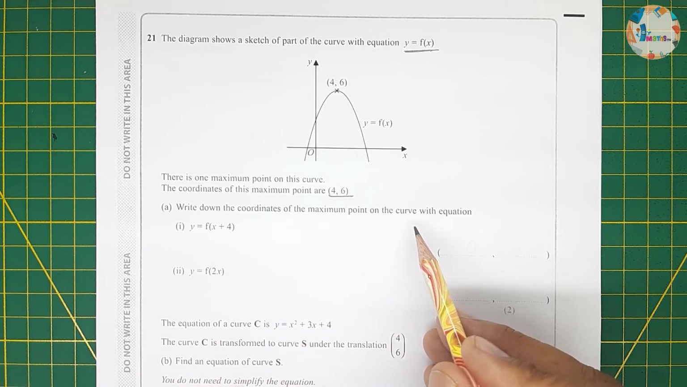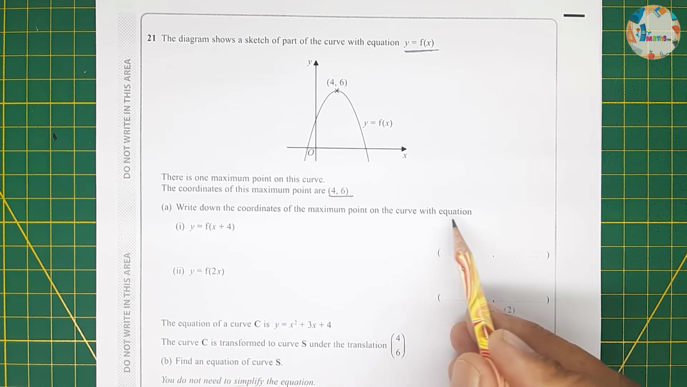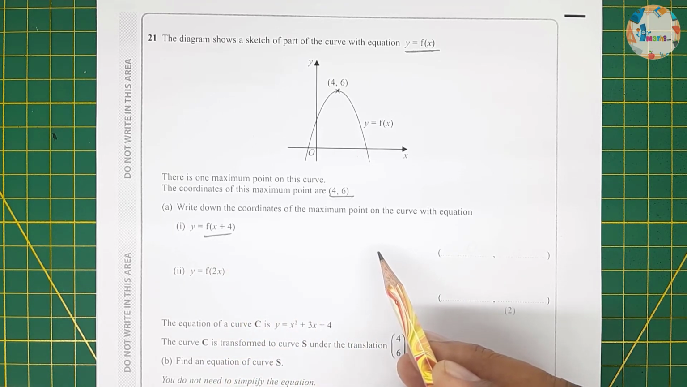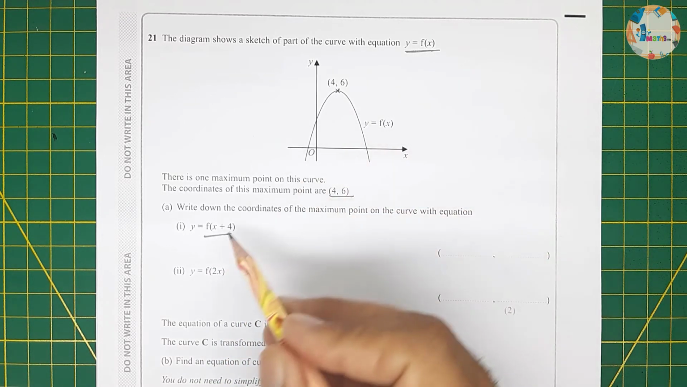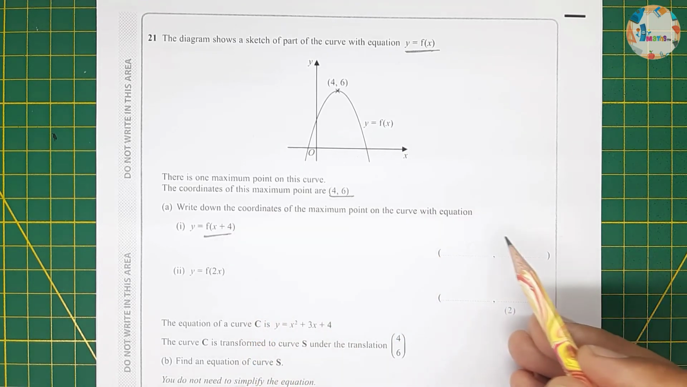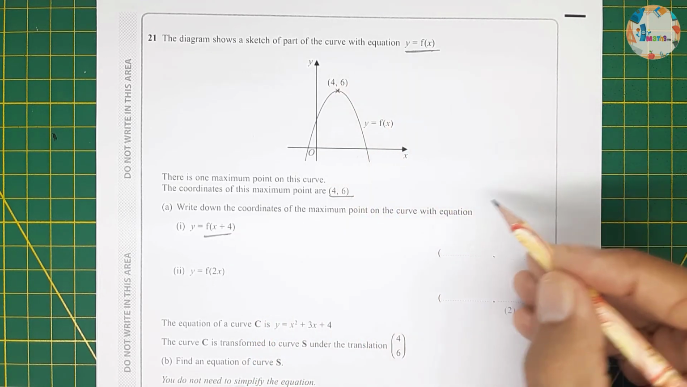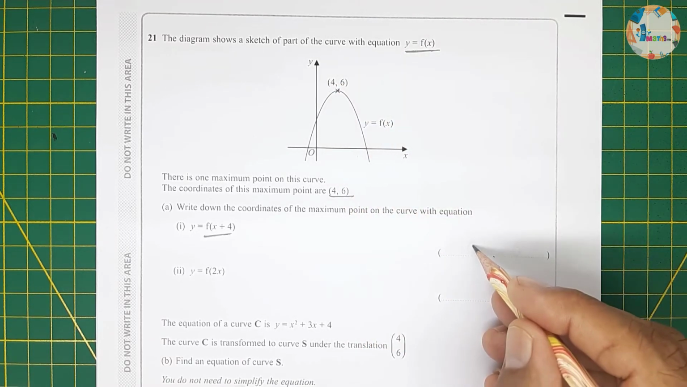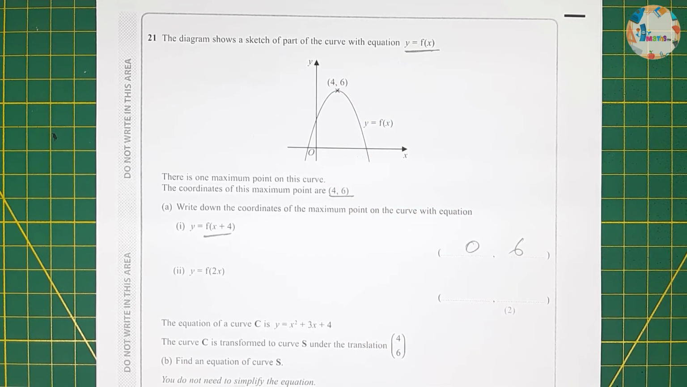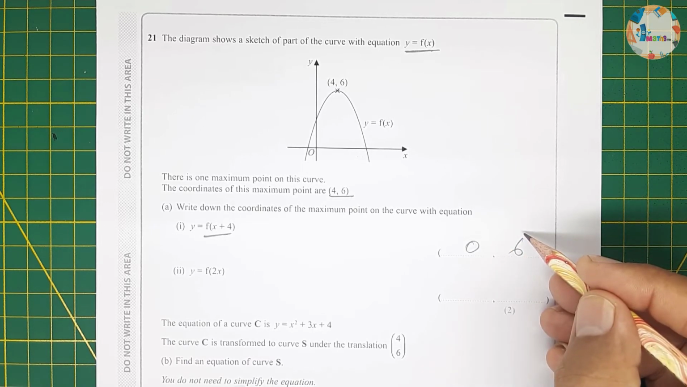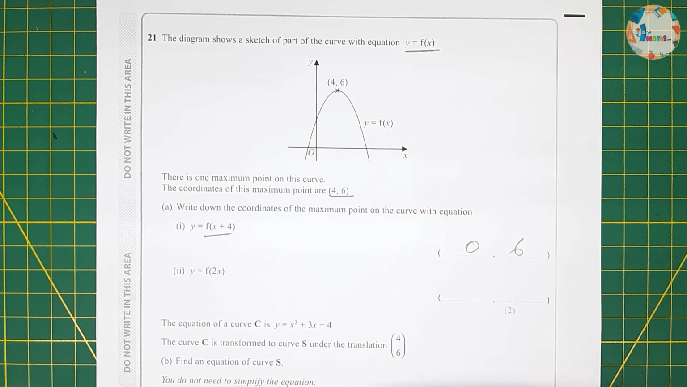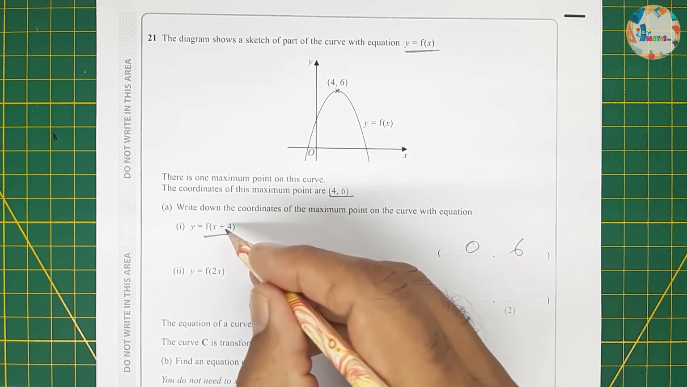Write down the coordinates of the maximum point on the curve with this equation. And this equation we know is a transformation to the left by 4 units. So when this point is moved to the left, the 4 will reach 0. So our coordinates will be 4 and 6, because there will be no change in the y coordinates. So only the x-axis value will move to the left. There will be change only in the x coordinate, and 4 units to the left.